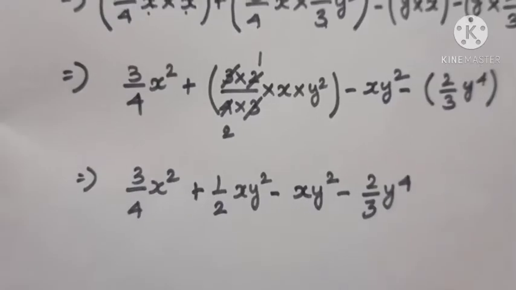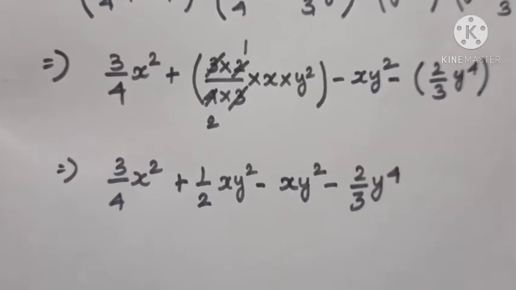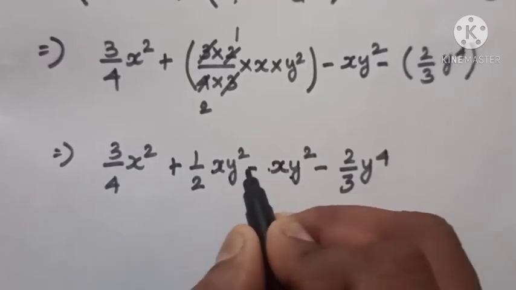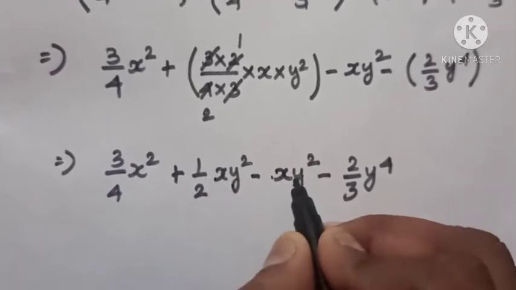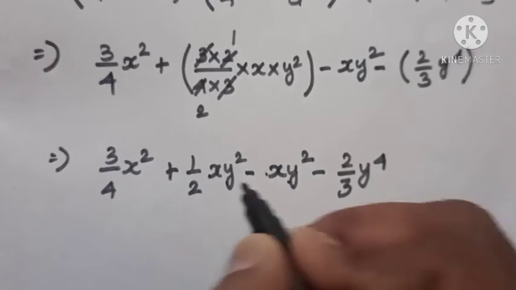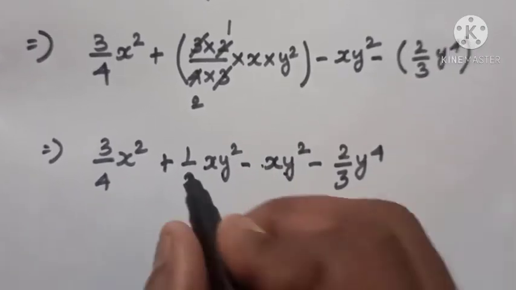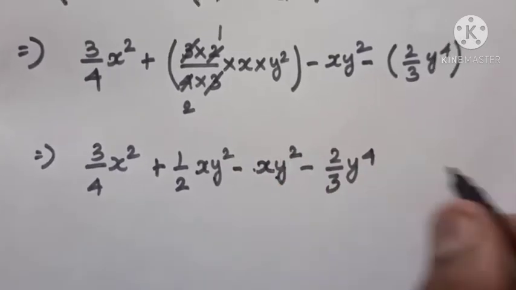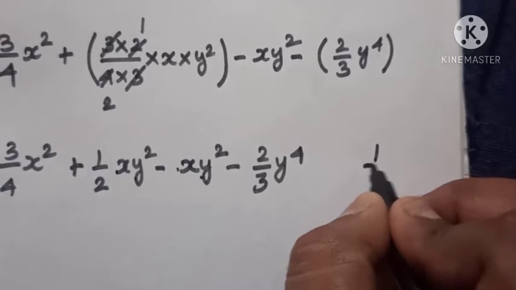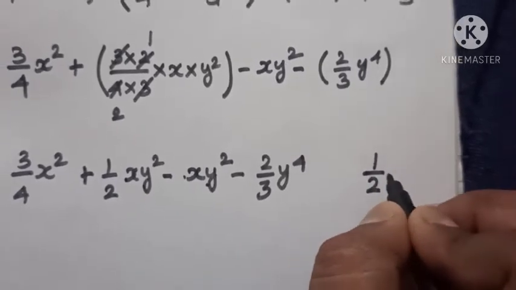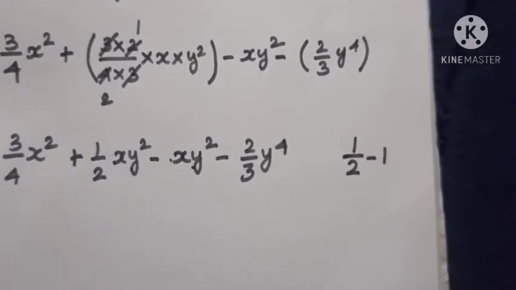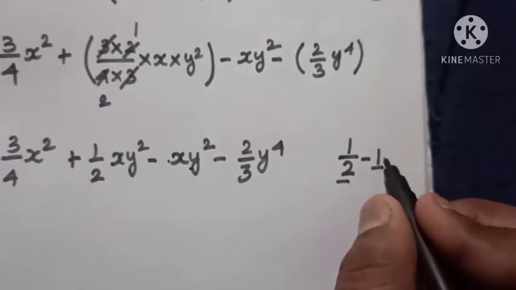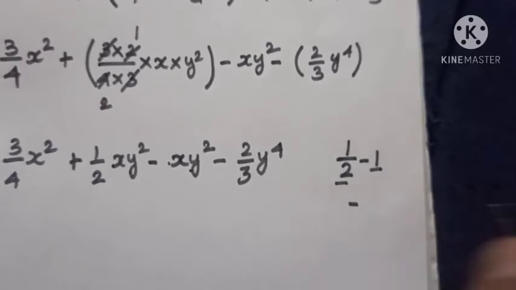So now, which are the like terms? x y square and x y square. You can see the variable and also its exponents are the same, so we call it a like term. So 1 by 2 and 1, x y square is common, so we need to subtract 1 by 2 minus 1. Here you can see this is half, this is 1. So the greater value is 1, we need to put minus.